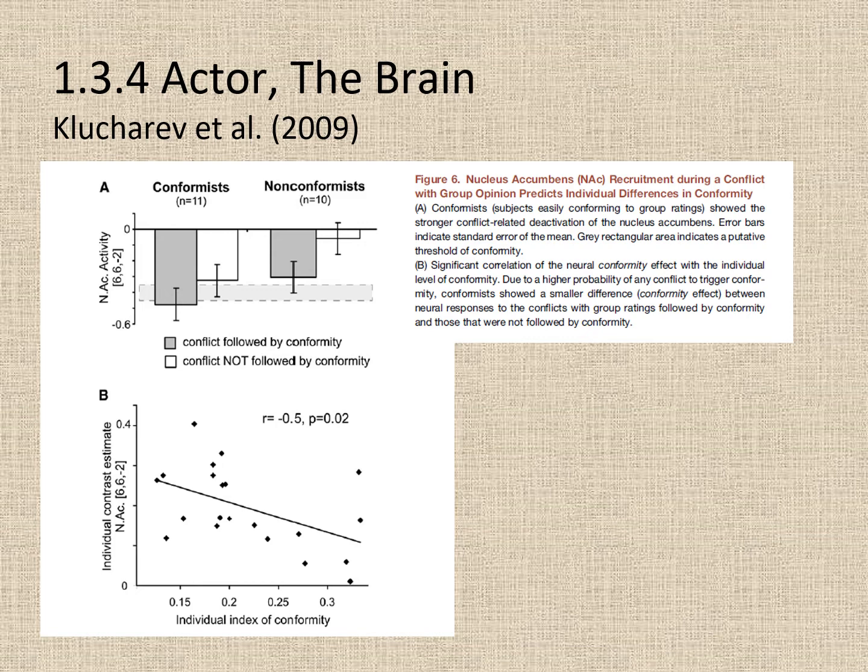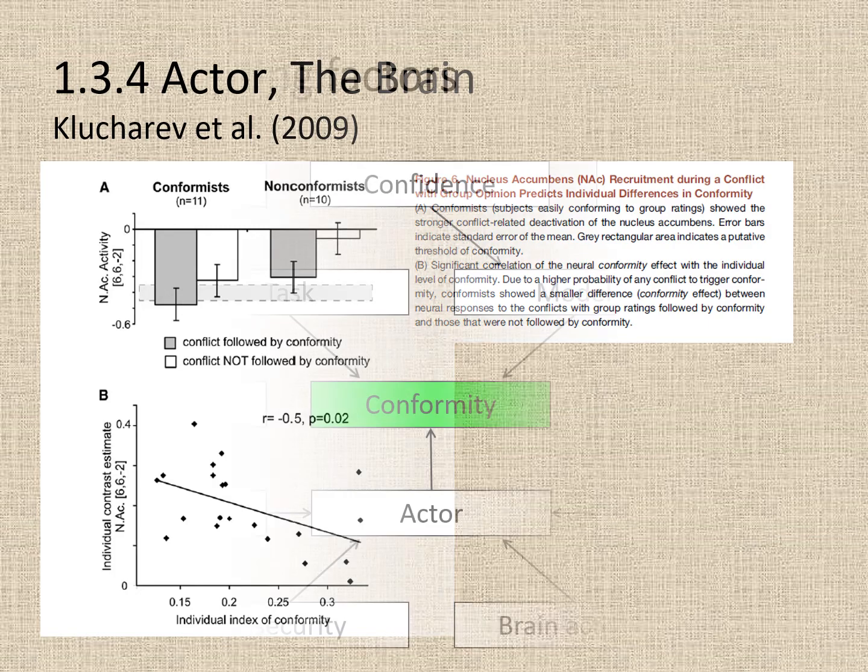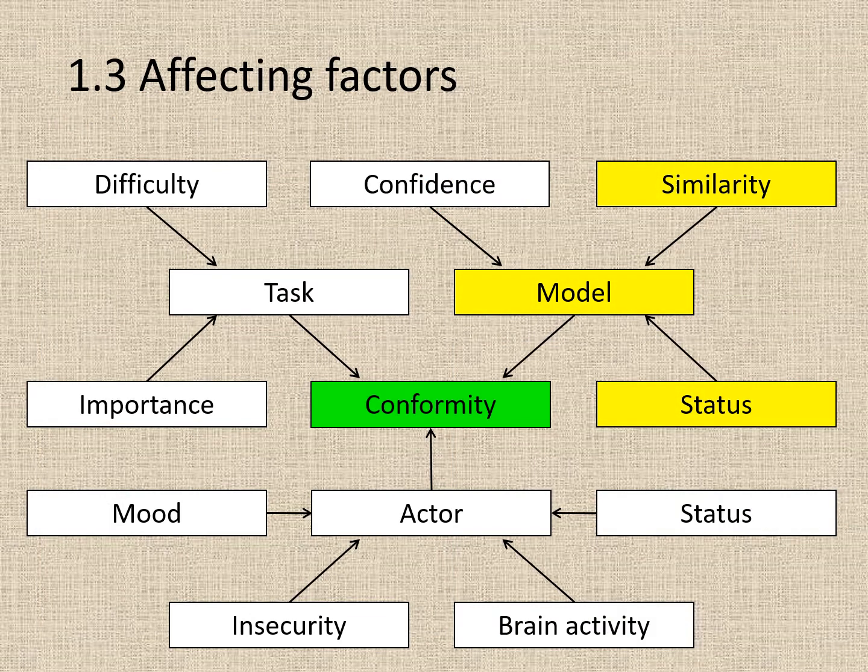Some last affecting factors here. Model factors. We seem to be conforming more with some models than with others. And for instance, similarity and status have been indicated as factors in this. Okay, I guess nobody else ever has taken up this study on a lecture, but I found it somewhere.